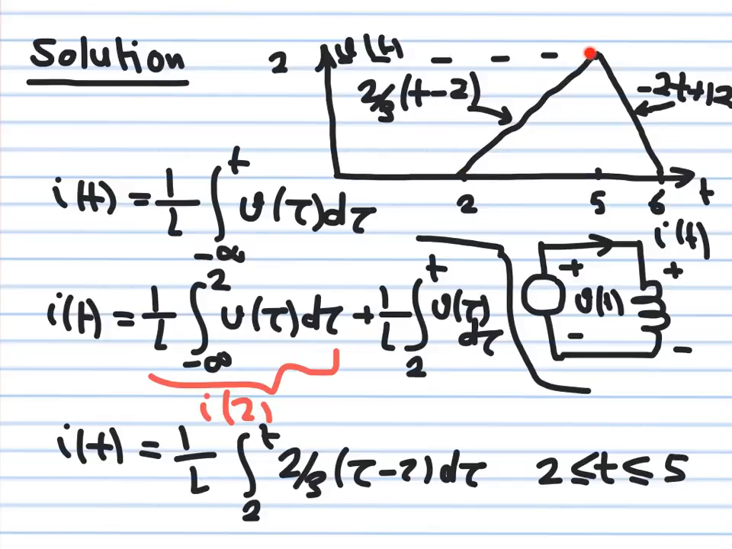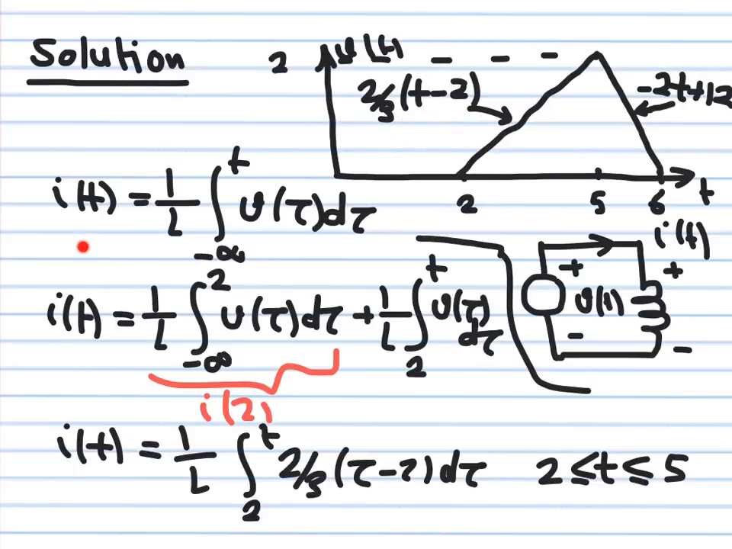Maybe you should remember this from your simple math courses. If you have 2 points on a line, you can write the equation of this line. And here we have 2 points. This point here, at time 2, voltage is 0. This point here, at time 5, voltage is 2. So I can write this expression for the voltage: 2 over 3 t minus 2.